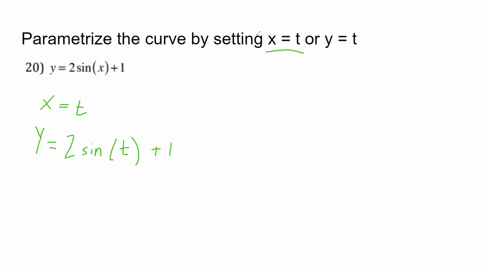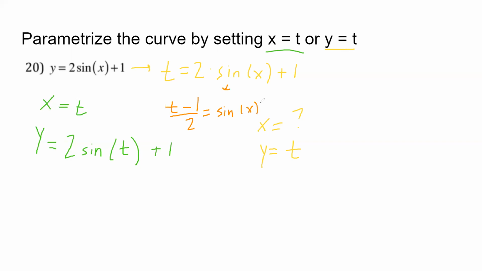And there you go. Now, let's say I force you to do y is equal to t, just so you know how to do that. Well now, if we plug in t for y, now we gotta solve for x so that we can figure out what goes here, x is equal to what? So we're going to solve for x. First thing we'll do is subtract 1 on both sides and divide by 2. Then we get t minus 1 over 2 is equal to the sine of x.